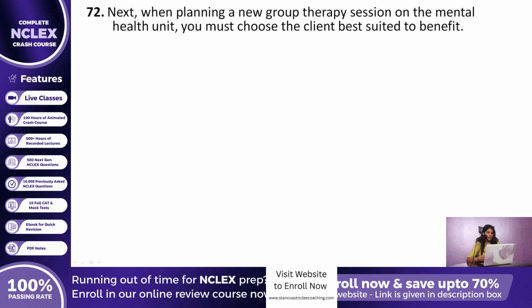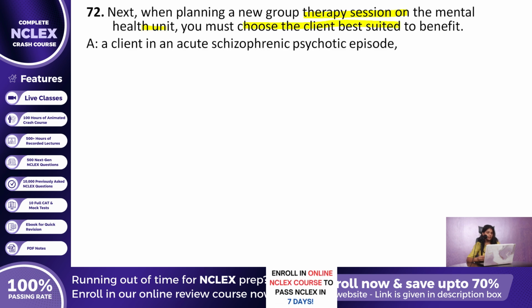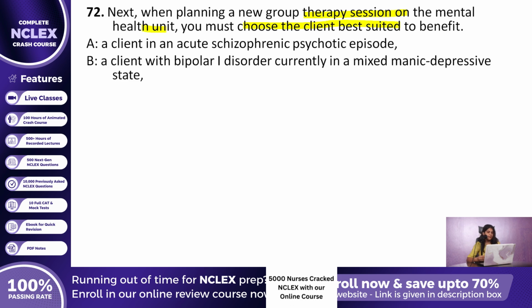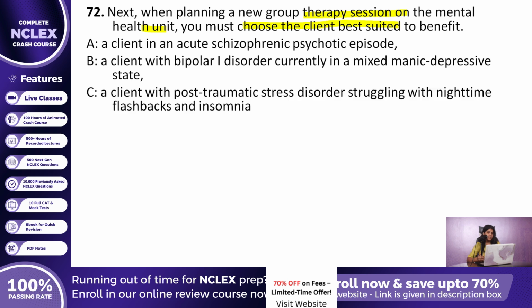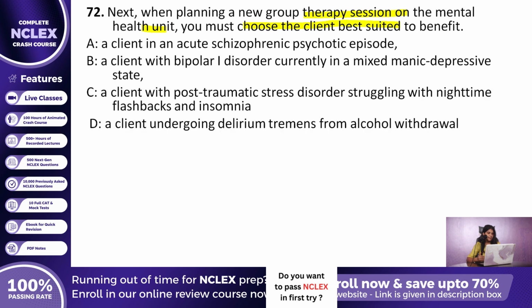Question 72. Next, when planning a new group therapy session on the mental health unit, you must choose the client best suited to benefit. The options are A. A client in an acute schizophrenic psychotic episode. B. A client with bipolar I disorder currently in a mixed manic-depressive state. C. A client with post-traumatic stress disorder struggling with nighttime flashbacks and insomnia. Or D. A client undergoing delirium tremens from alcohol withdrawal.